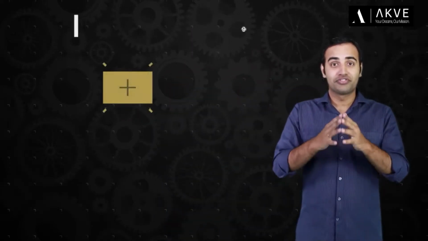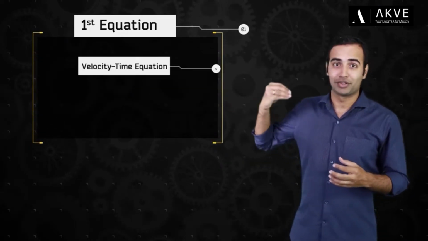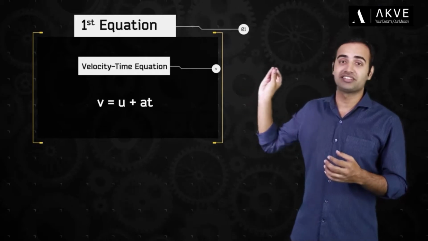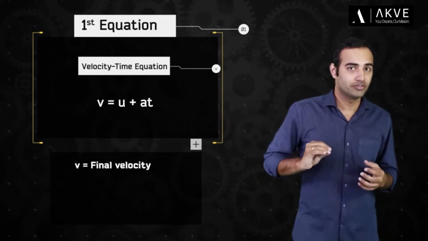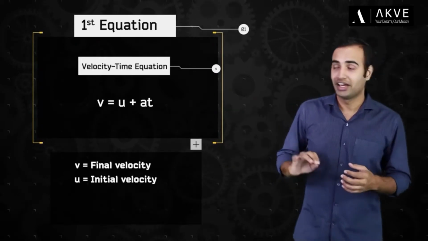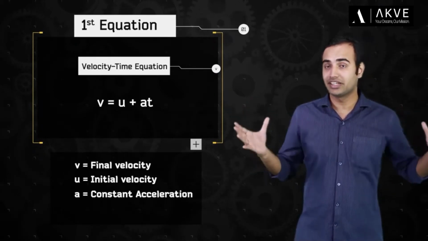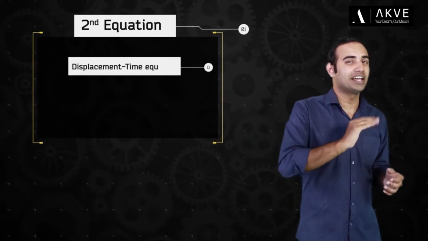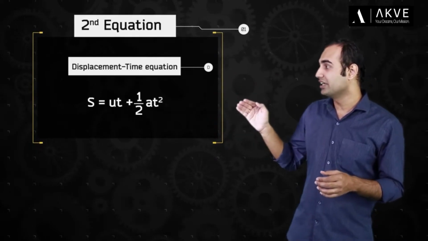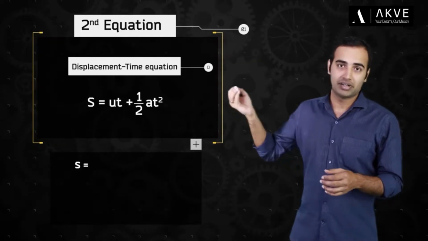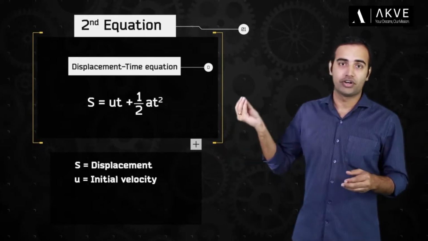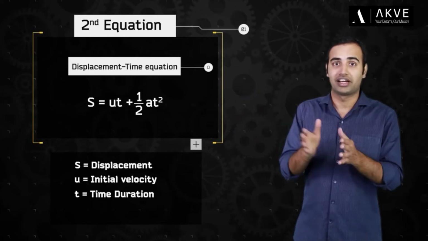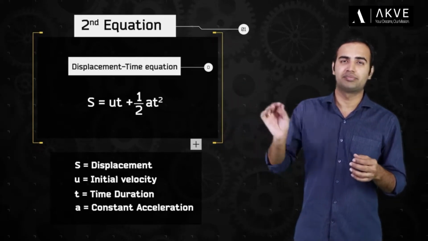Great! So now that we are clear about these 2 points, let's go ahead and see what these three equations are. So the first equation of motion, or the velocity time equation, is nothing but v is equal to u plus at, where v is the final velocity of the object, u is the initial velocity of the object, a is the constant acceleration it is experiencing, and t is the time duration. The second equation of motion, or the displacement time equation, is s is equal to ut plus half at square. Now here, capital S is displacement, u is initial velocity of the object, t is time taken or time duration, and a is the acceleration experienced by the object.